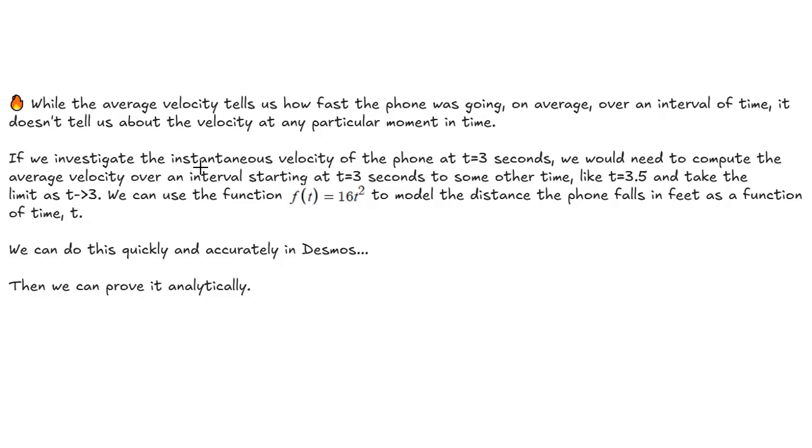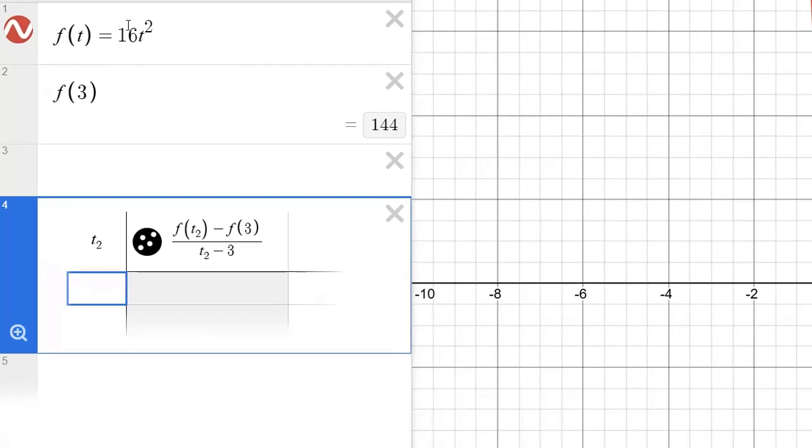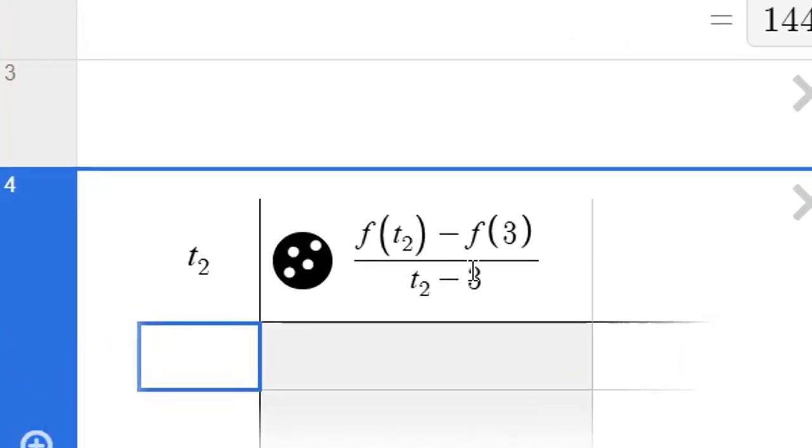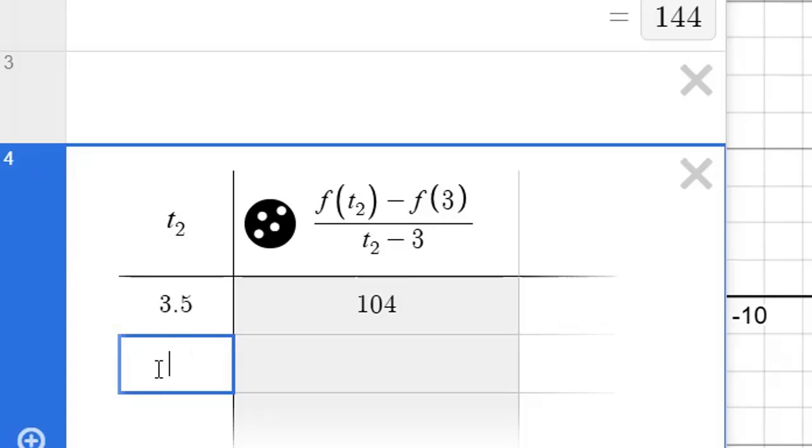We can do this quickly and accurately in Desmos first, and then we'll come back and prove it analytically. Let me explain what I have here. So first, up here I have the position function 16t squared. Then I have the initial position at t equals 3, which is 144. And then in the table here, what I did was I set up the first column as the second time value, which is going to be some time after 3. And then in the second column, I put the formula for average velocity. So if I plug in 3.5 here, it's going to automatically calculate for me the average velocity between 3 and 3.5 seconds. Then I can just let the second time get closer to 3 without actually equaling 3.